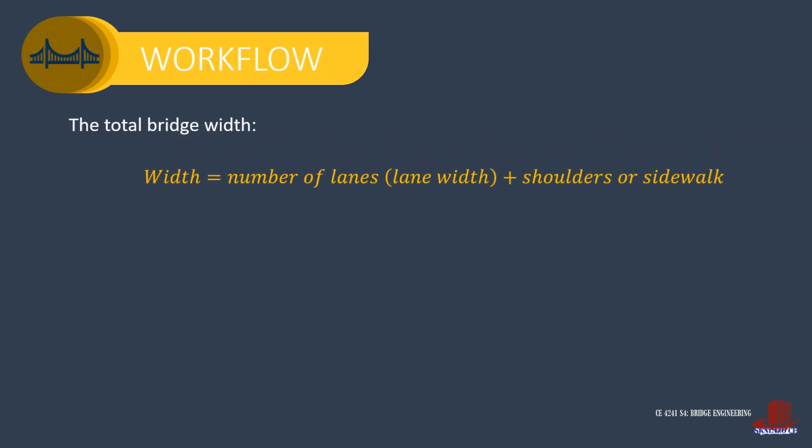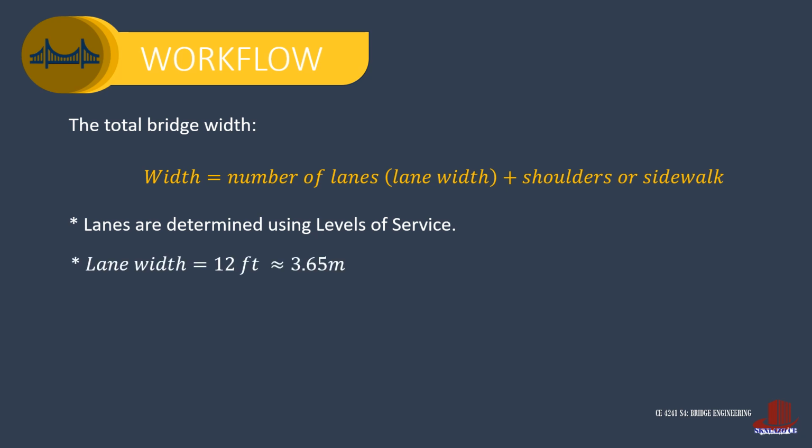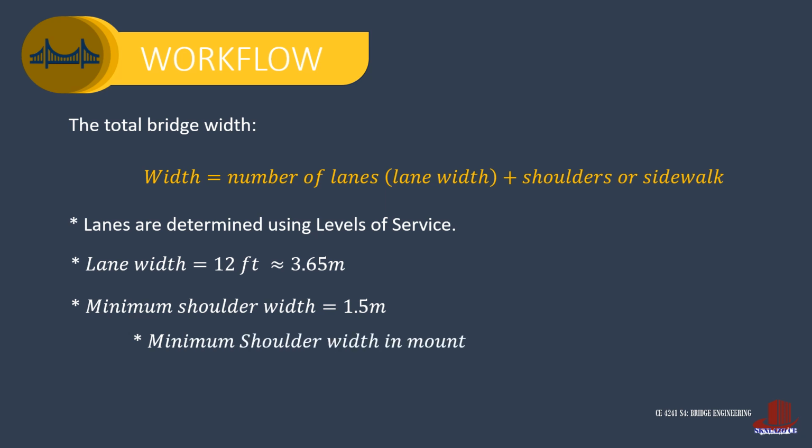Moving on with the bridge width. We compute this by taking the number of lanes multiplied by the lane width, then add the width of shoulders or sidewalks. The number of lanes is computed using the levels of service, and the standard width for one lane is 12 feet or 3.65 meters. The minimum shoulder or sidewalk width is 1.5 meters, and for extreme cases, the minimum shoulder width in mountainous terrain is 0.6 meters. These are from DPWH guidelines.